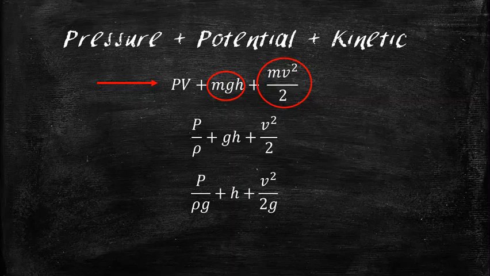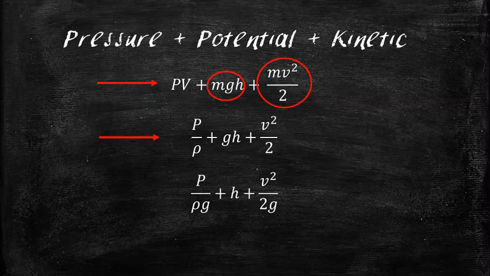In fact, we want it to work for any mass, where you know mass is density times volume. So let's divide each of our terms by m, and we end up with this equation. This represents the amount of energy per unit mass in our fluid.